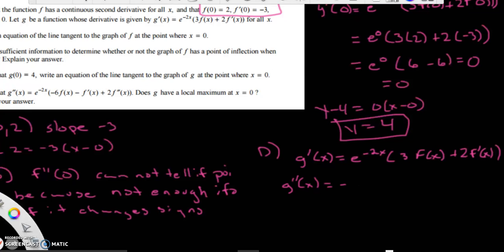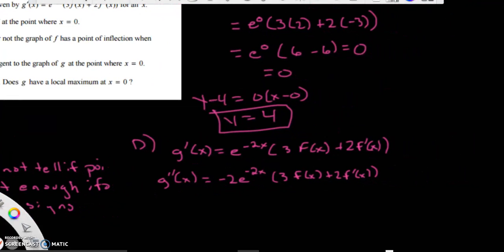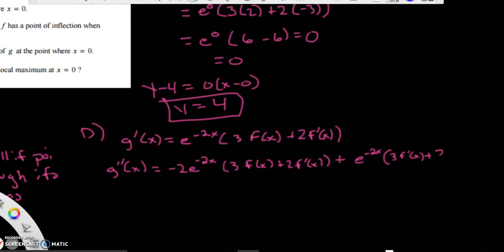negative 2e to the negative 2x, derivative of e to the x is itself, times negative 2x, derivative of that is negative 2, times this thing, 3f of x plus 2f prime of x, and this is a product rule. So let me move this over, plus the derivative of the inside now. What's the derivative of the inside? Well, let's write this down, negative 2e to the x. And now derivative of 3f of x is going to be 3f prime of x plus the derivative of 2f prime of x is 2f double prime of x.